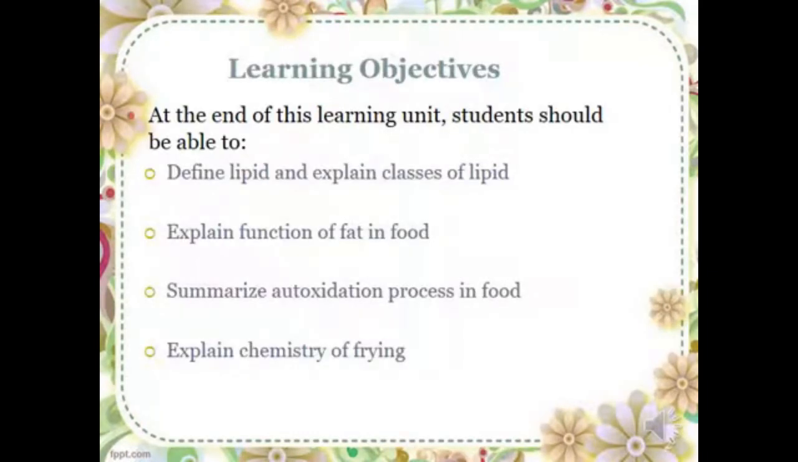The third learning unit would be lipid. So these are the learning objectives for this learning unit. You should be able to define lipid and explain different classes of lipid. Secondly, explain what are the functions of fat in food. Thirdly, summarize the auto-oxidation process in food. And lastly, explain the chemistry of frying.